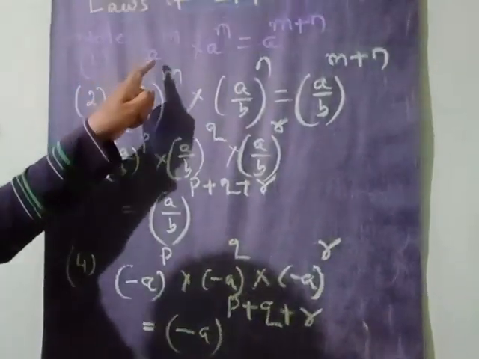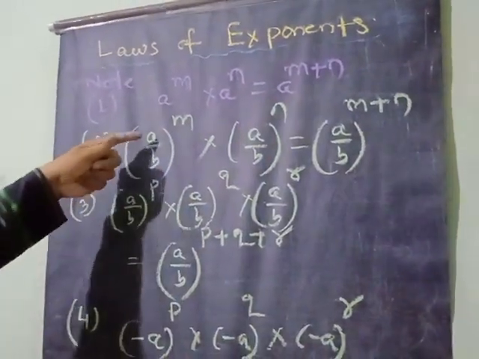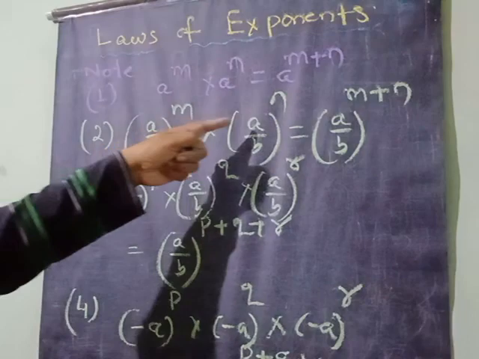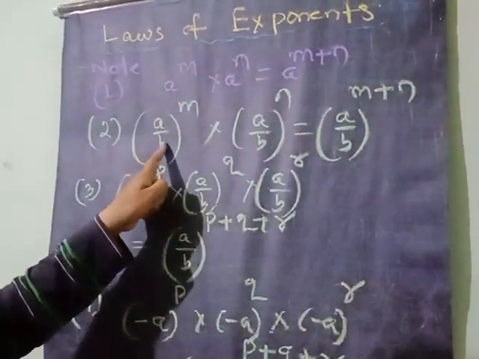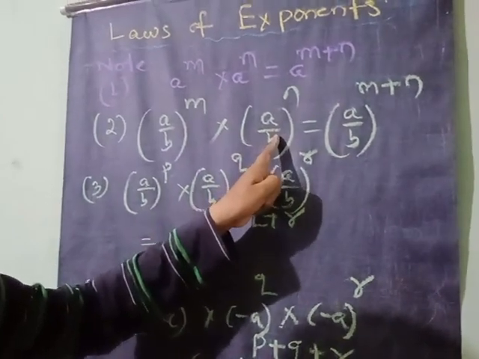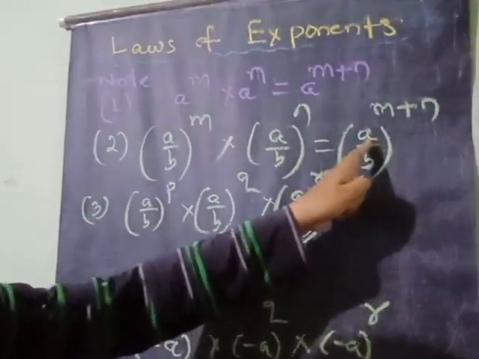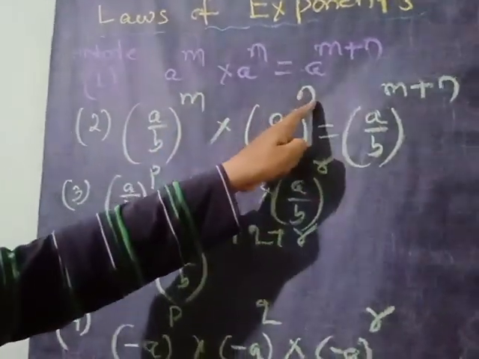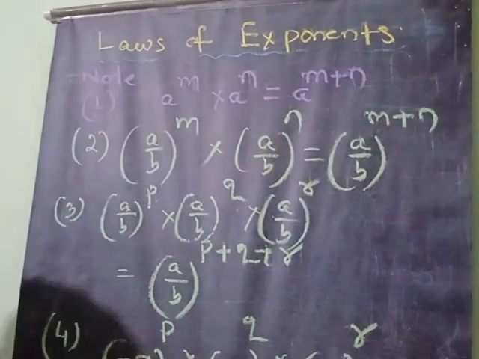Let us see again. a to the power m into a to the power n is equal to a to the power m plus n. (a by b) whole to the power m into (a by b) whole to the power n is equal to (a upon b) whole to the power m plus n. Here the base is a upon b. So the resulting product's base is also a upon b, and the power is m, here power is n. The resulting power will be m plus n. It means we are adding their corresponding powers.